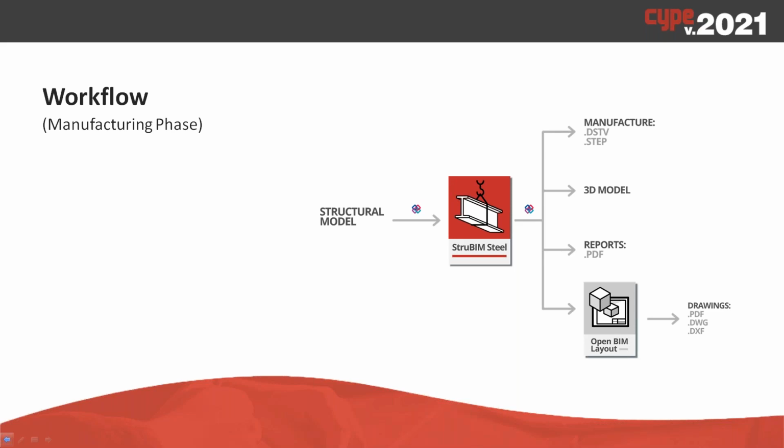So in addition to the maintenance and definition of the BIM model, we will also be able to define the connection, check the connection, and obtain in this final phase the DSTV and the STEP formats for the manufacturer, the 3D models, the reports in PDF, and also the drawings from the layout and the drawings. You can, in this case, obtain different formats: PDF, DWG, and DXF formats too.